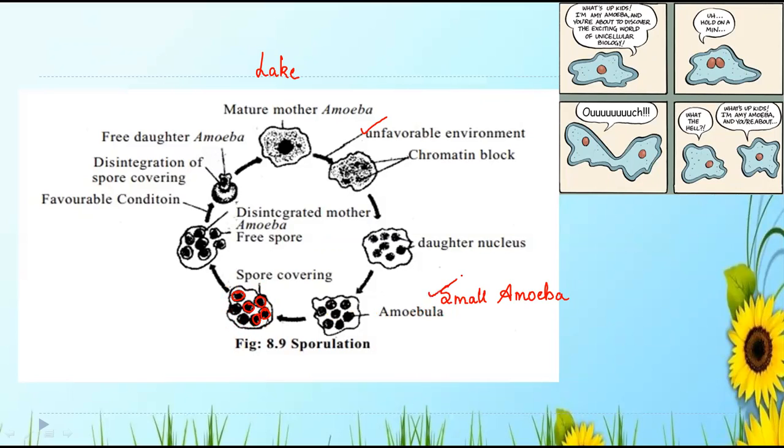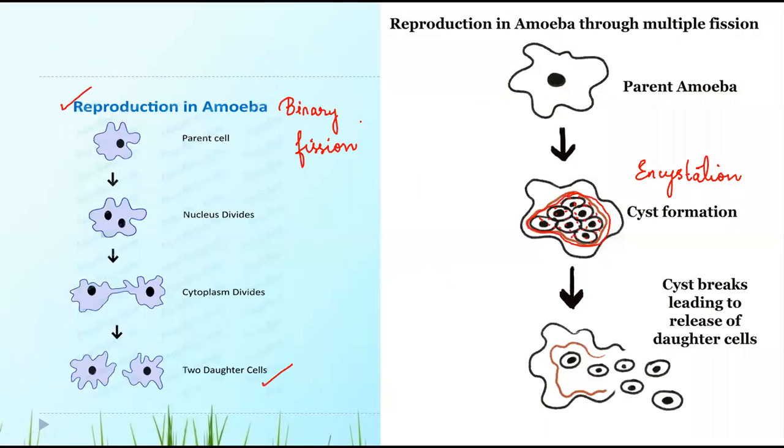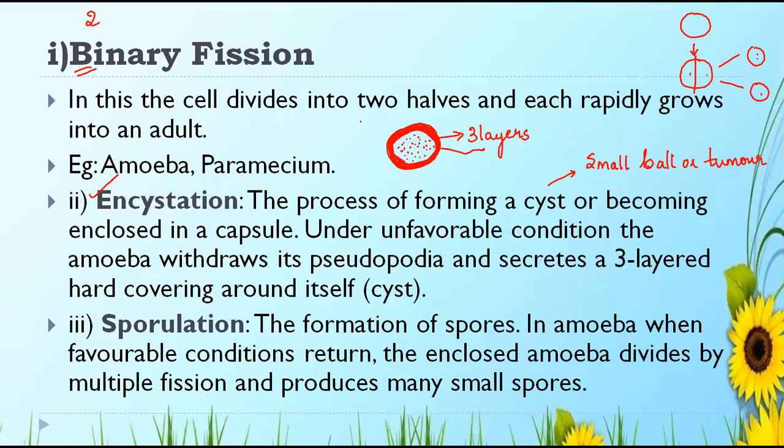Till here you have to understand that a hard chromatin block forms, which is nothing but capsule formation. A hard capsule is formed around the amoeba, and it becomes inactive. That is nothing but encystation. Remember what encystation is: the process of forming a cyst, or becoming enclosed in a capsule, under unfavorable conditions.